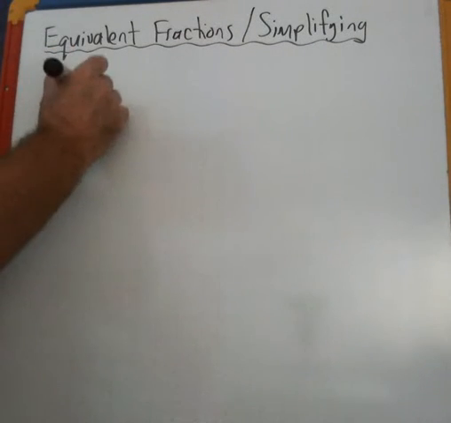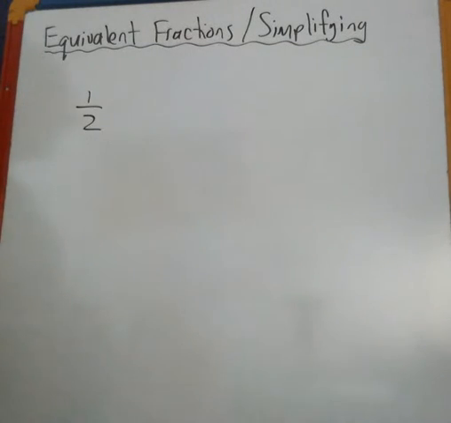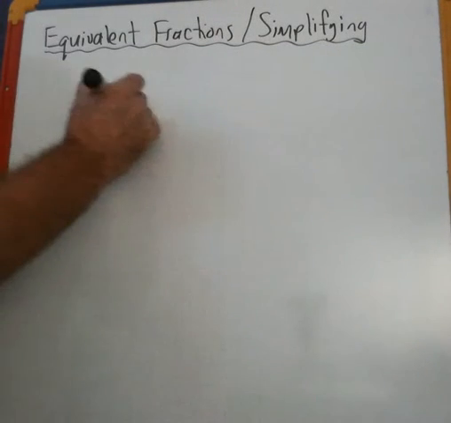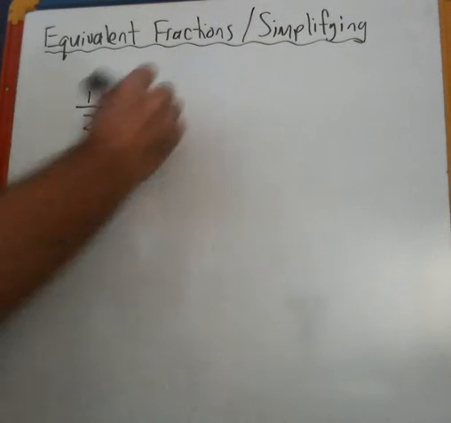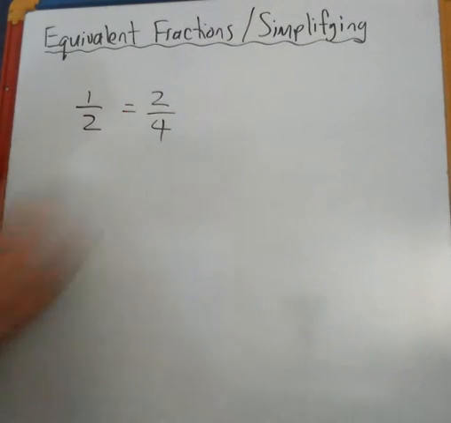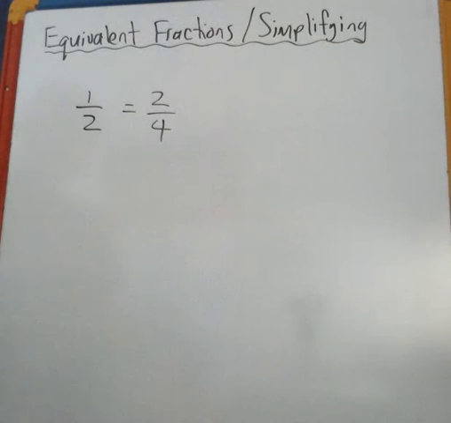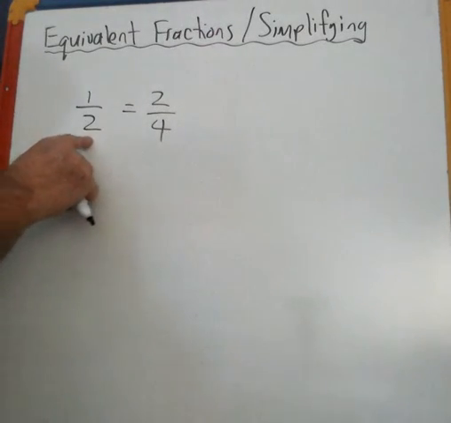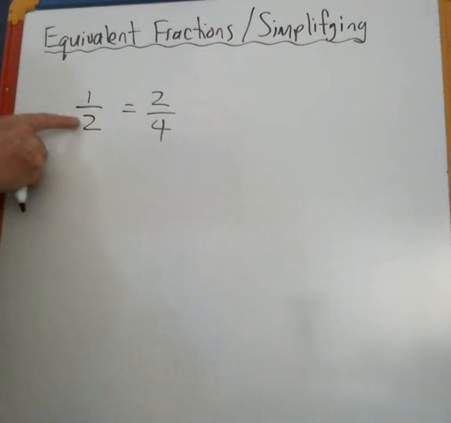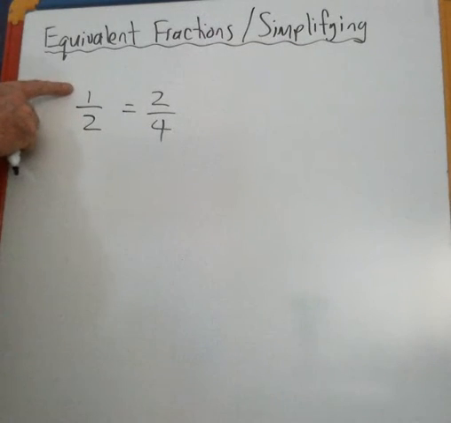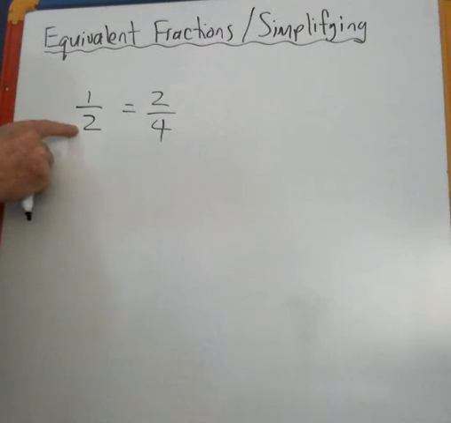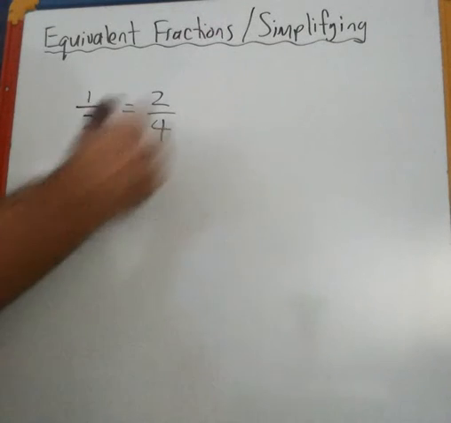So for example, a half. A fraction that's equivalent to a half could be 2/4. There's actually an infinite number of equivalent fractions that you can have. We get an equivalent fraction by multiplying the top and the bottom by the same number. So 1 times 2 gives me 2, 2 times 2 gives me 4.